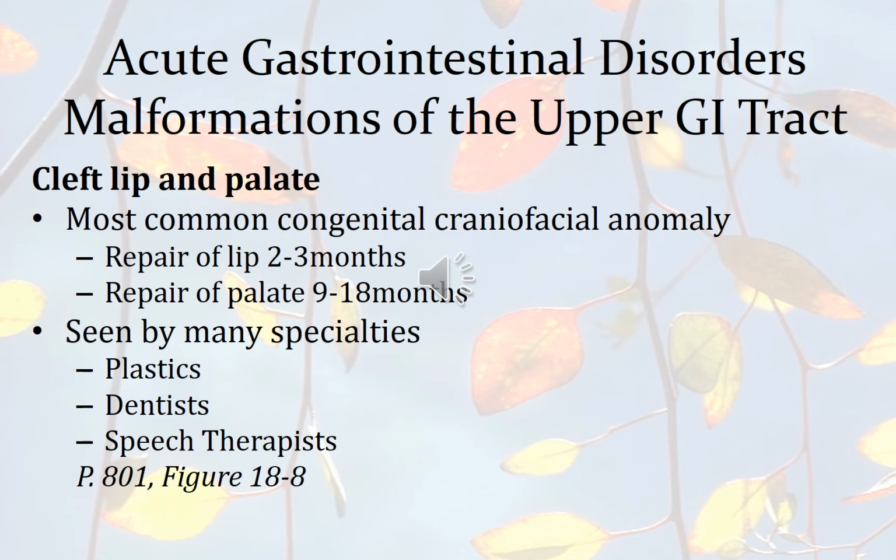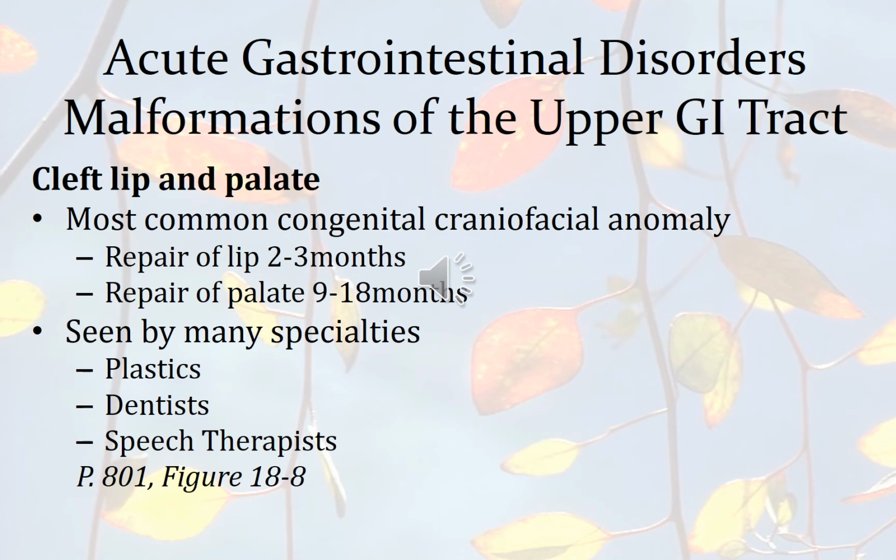So moving on to some of our less common, but common in pediatrics, acute gastrointestinal disorders. We'll start with the upper GI tract and work to our lower. One of the most common congenital craniofacial anomalies in our kids is cleft lip and palate. It occurs in 1 in every 700 births.